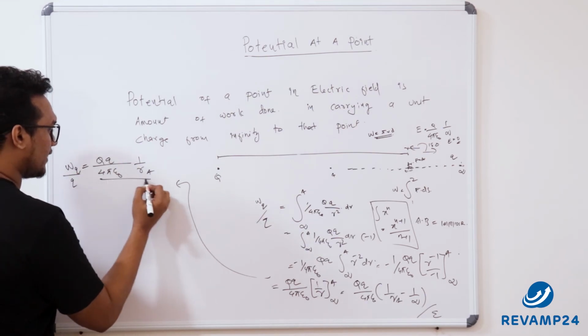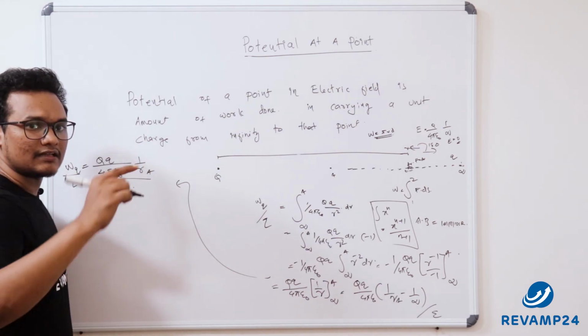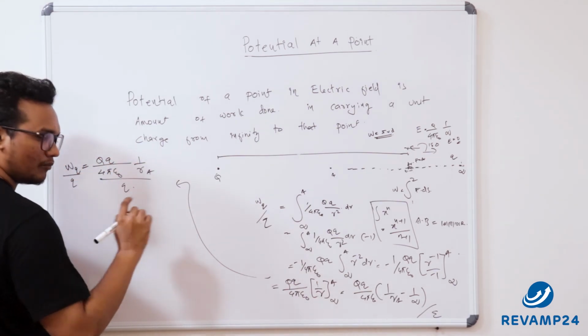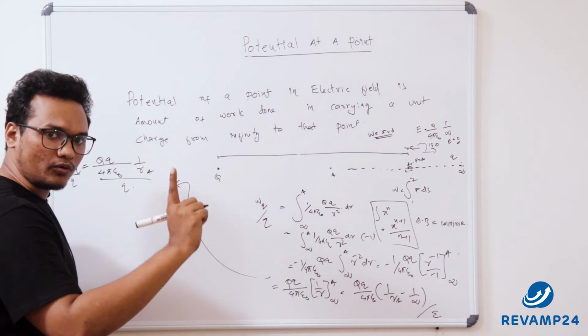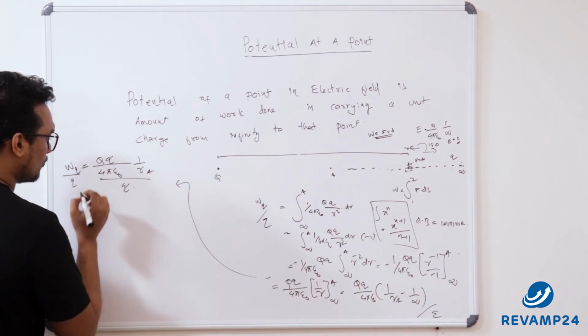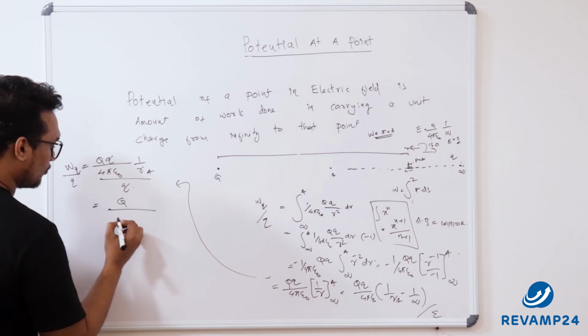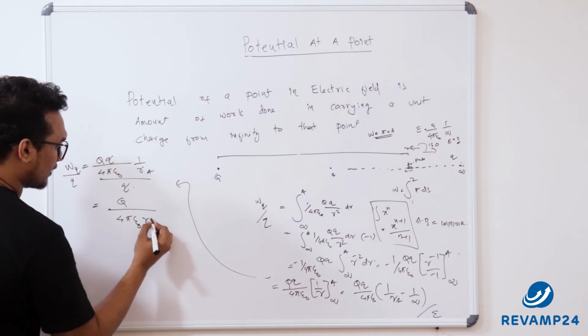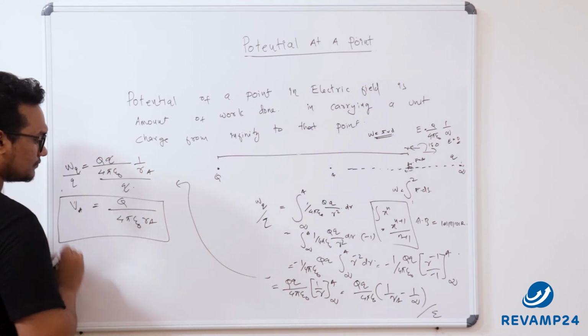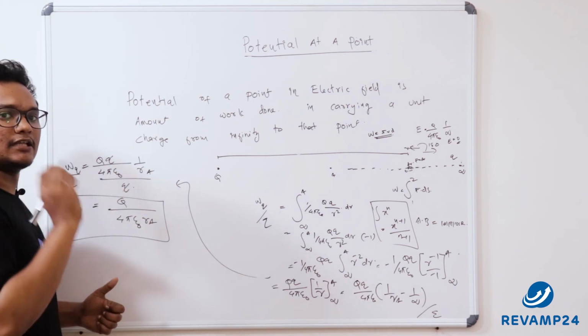Divided by q, we will get the value for one test charge, a unit positive charge. Both are the same. Okay, whenever I say unit test charge or unit positive charge, it is the same thing. So the q will cancel, and the value will be q by 4 pi epsilon 0 into r. So this is V at A. This is the value we have derived in the previous case.